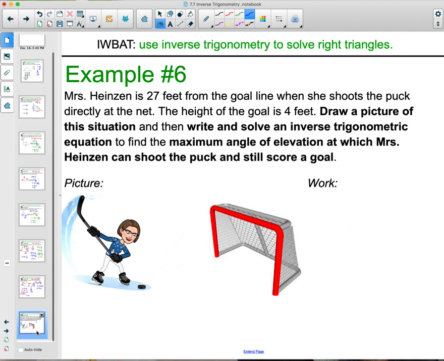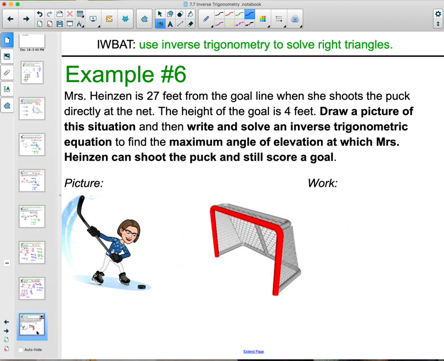All right, last example here is a word problem. So Mrs. Heinzen is 27 feet from the goal line when she shoots the puck directly at the net. The height of the goal is 4 feet. Draw a picture of this situation and then write and solve an inverse trig equation to find the maximum angle of elevation that she can shoot the puck.